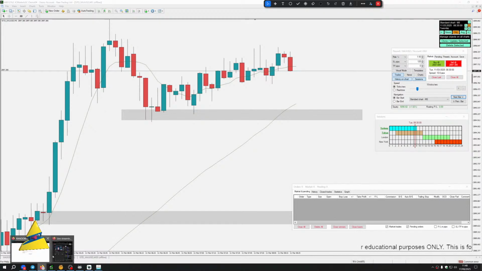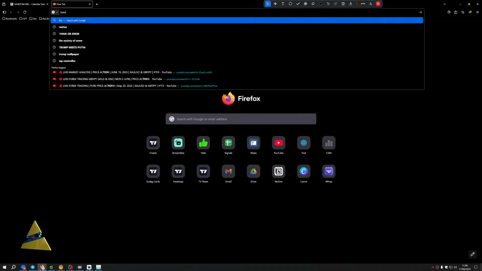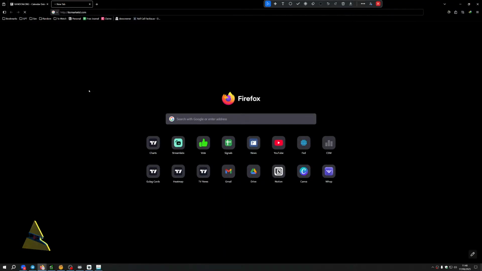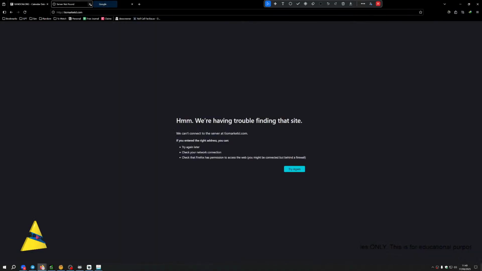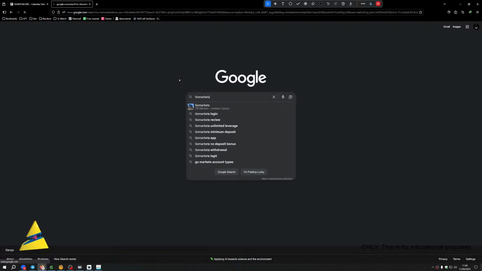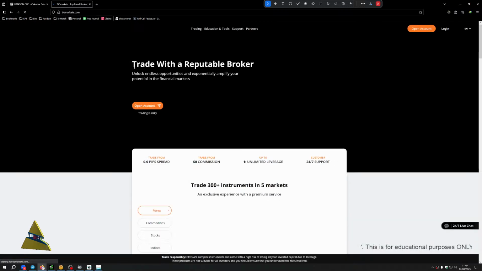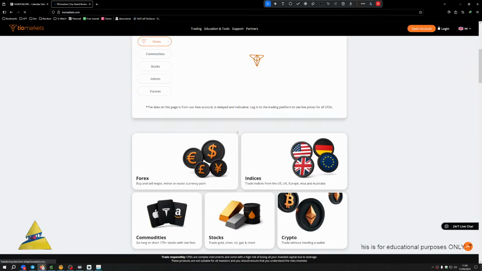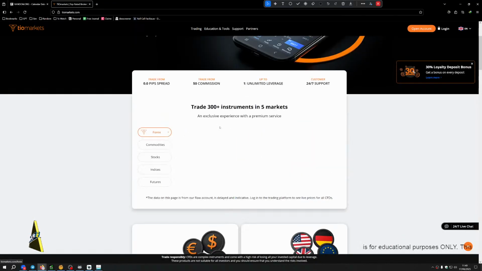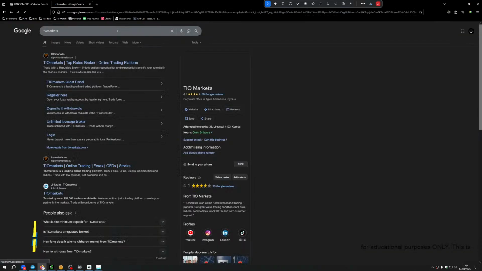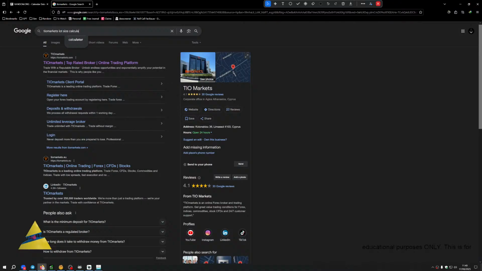Let me see if we can go here, tomarkets.com. So whenever I want to calculate my lot sizing, let's go on Google. Oh, what's wrong with Google? It's not loading. TO Markets. And you can get this app. It's a pretty nice app. I've never used it on the desktop, but if you get the app, I think it's really nice. Let's go TO Markets lot size calculator.